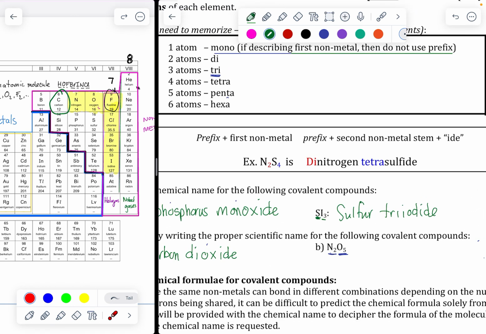Our last one is N2O5, so we have di because there's 2. Our first element is nitrogen, so dinitrogen. Our second element is oxygen, and there's 5. The prefix for 5 is penta, so penta. And because it's oxygen, we have ox, so pentox, and ide at the end. So N2O5 is dinitrogen pentoxide.